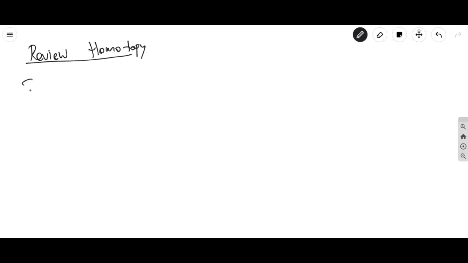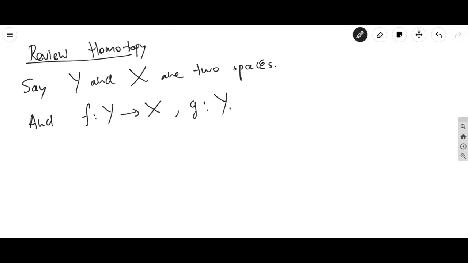This was lecture 1. So say Y and X are two spaces, two topological spaces. You'll probably notice it's a bit strange that I'm writing Y first and X second, but you'll see why I'm doing that. And f from Y to X and g from Y to X are two, I'm just going to say maps. Unless otherwise stated, anytime you see maps in topology, you should always assume that they're continuous. So let's have that convention from this point on.